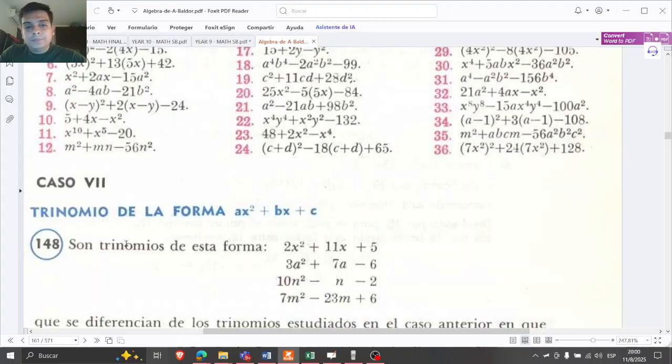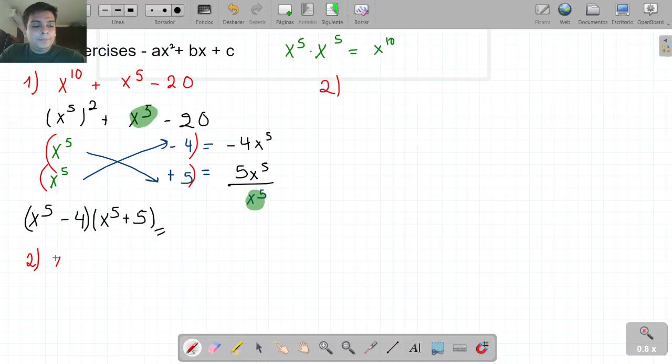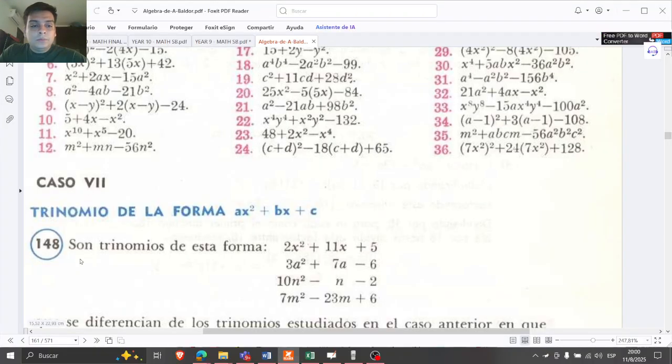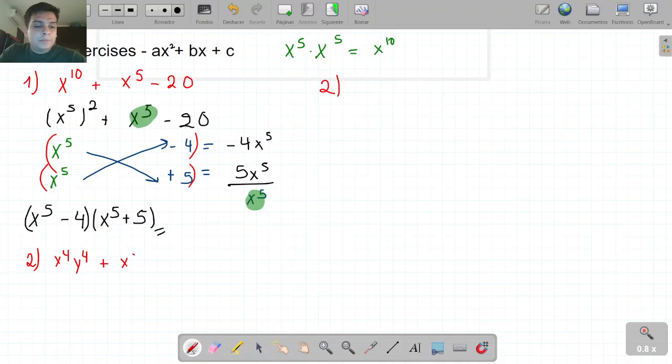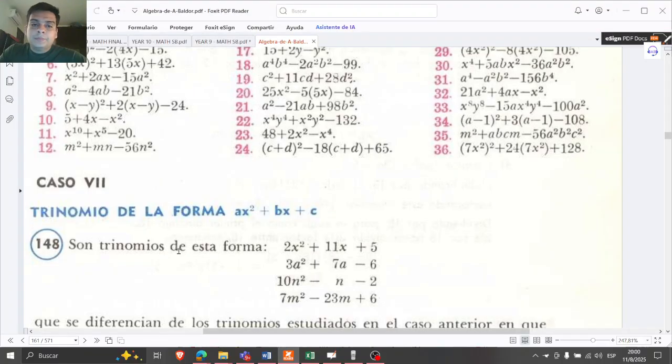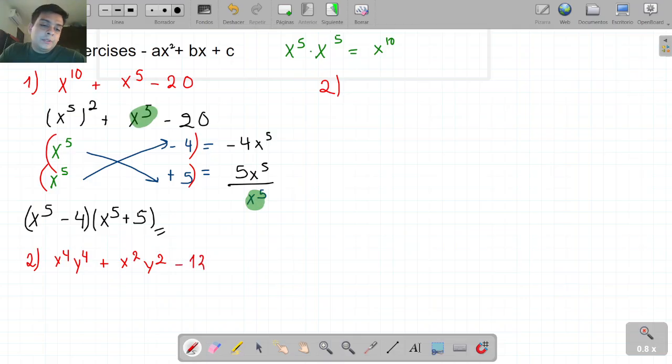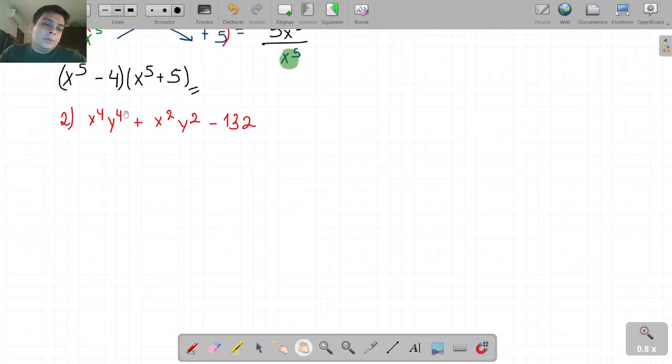It says x^4 y^4 plus x^2 y^2 minus 132. Alright, so you may realize this part in the beginning is just x squared y squared. All of this is going to be a square, plus x squared y squared minus 132.